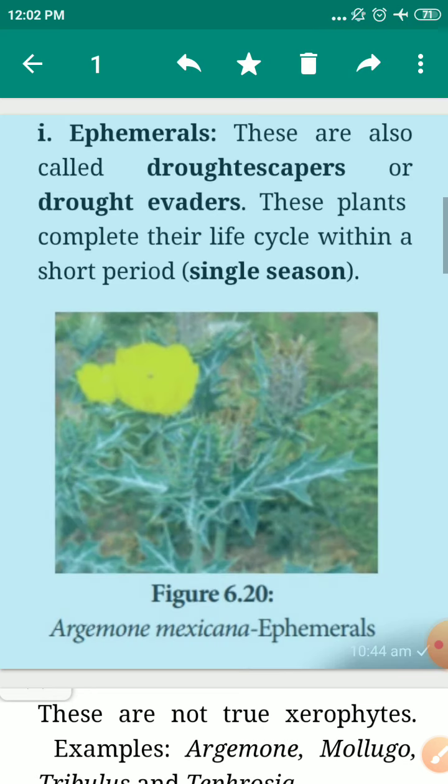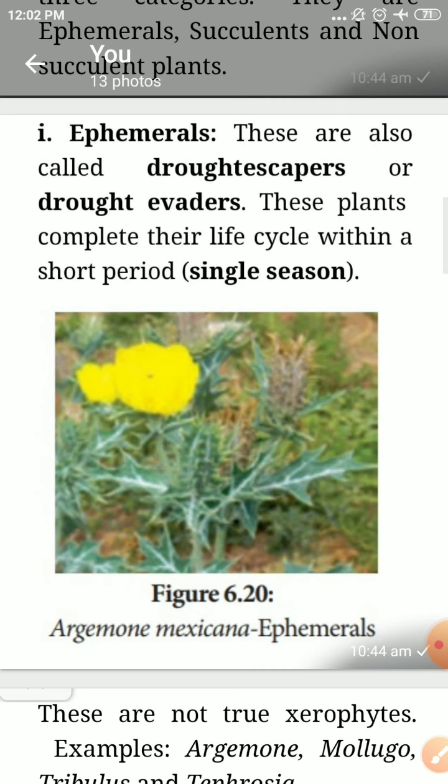So after the rainy season, there starts a dry period, and before the starting of the dry period, these ephemeral plants complete their life cycle by production of the seeds for the next season to germinate. So such plants are called drought escaper plants. Escaper means before the onset of the dry period, the life cycle is completed. These plants are called drought escaping plants or ephemerals.